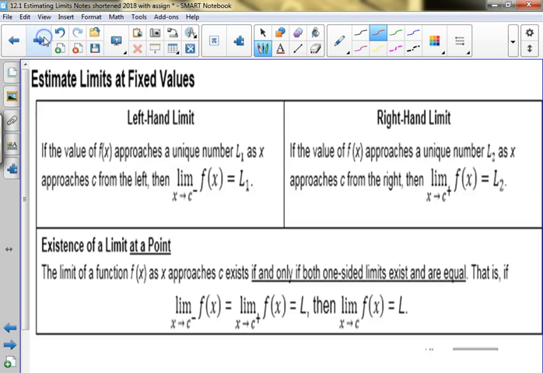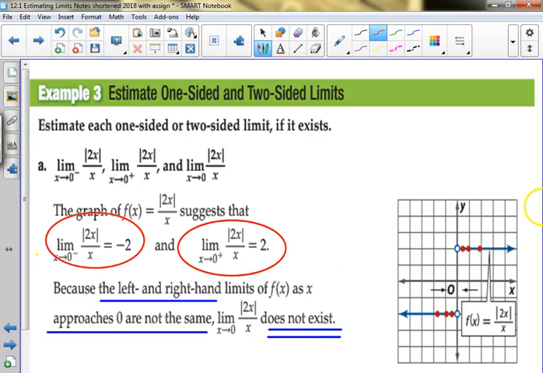We're going to talk about when it doesn't, like this. This has a left-hand limit. As x gets close to 0, it's staying at -2. As it gets closer to 0 from the right, it's staying at +2. But that means because the left and right-hand limits are different, the limit at 0 does not exist. Okay, from the left it was at -2, from the right it was at +2. So it has a left-hand limit and a right-hand limit, but if they're not the same, the limit does not exist at 0.